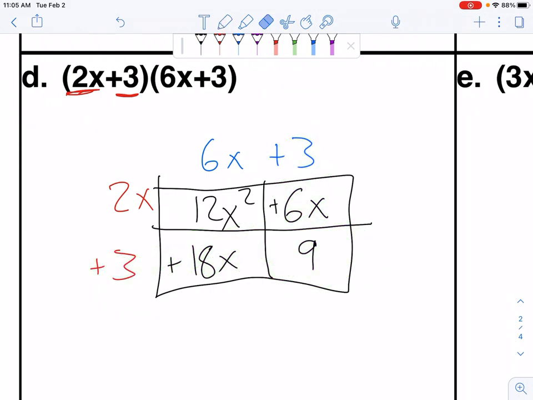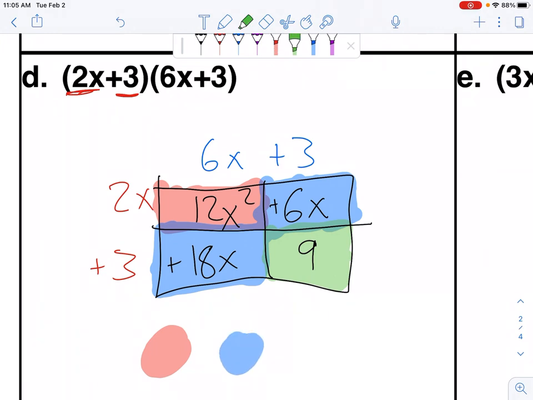So multiply those up. And now remember, we're going to combine like terms. So here in my red box, that's my only x squared value. In blue, these are my x values that can get combined. And then in green here, I have my 9, and it has nobody to combine with. So red, blue, green.